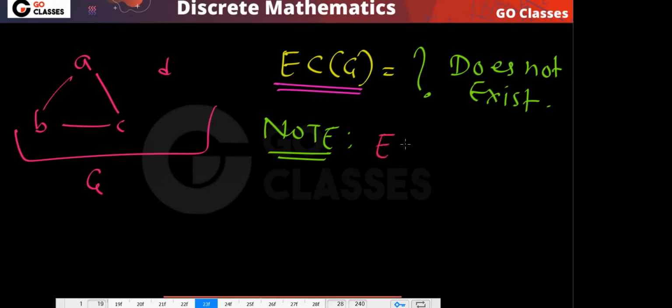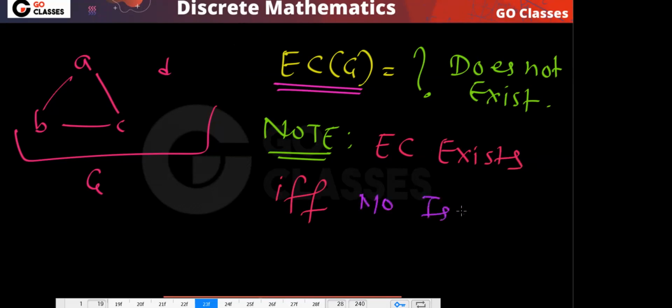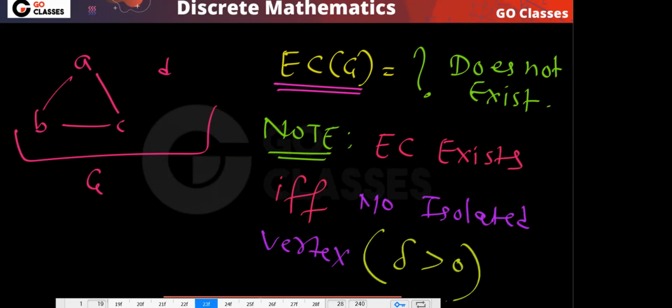Edge cover exists. When? Tell me. If and only if. Edge cover exists if and only if there is no isolated vertex. That is, the minimum degree should be greater than 0.